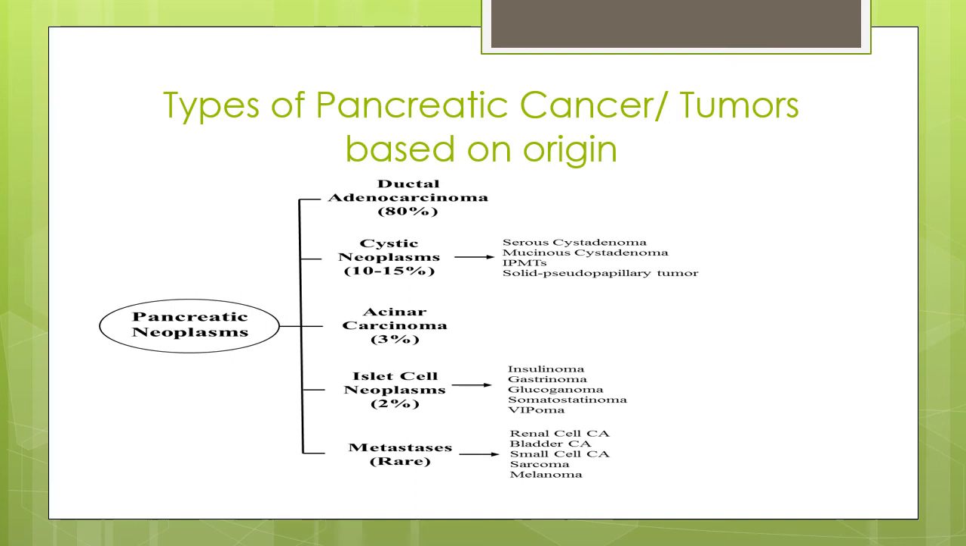Pancreatic cancer and tumors may also be classified based on origin. Tumors may originate from the ducts, from a pancreatic cyst, acinar cells, islet cells, or metastatic tumors from other organs. It is important to note that most endocrine tumors are benign in nature.